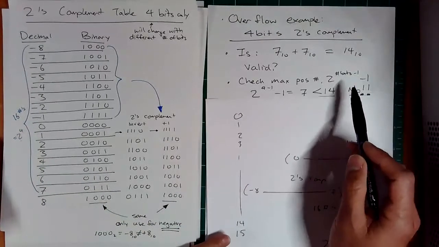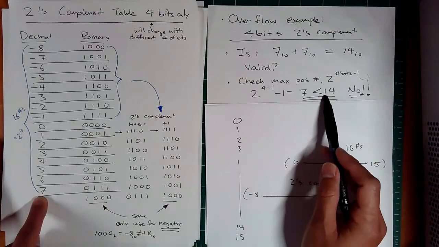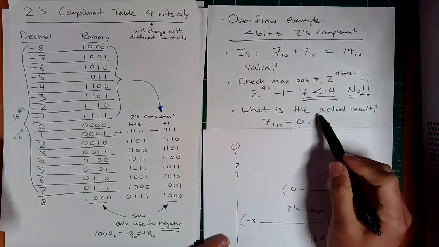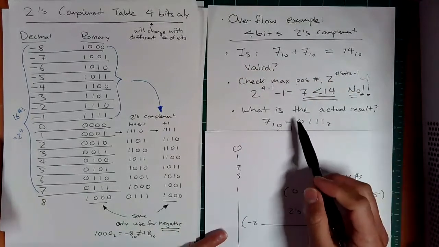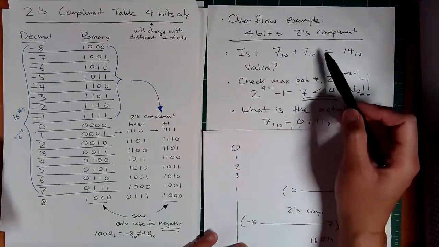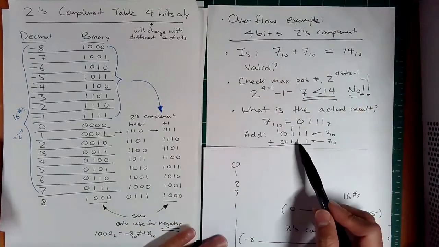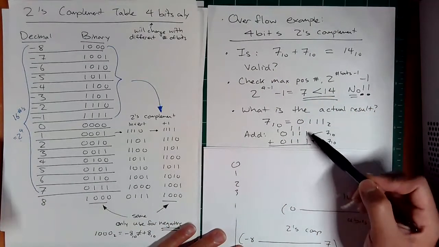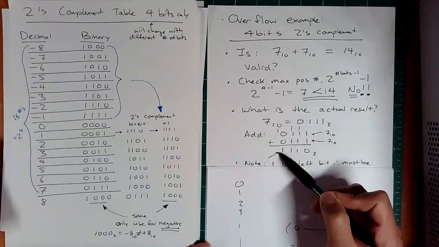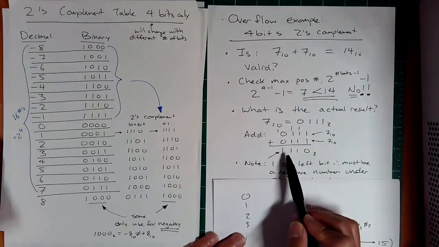So what's the maximum number? 2 to the number of bits minus 1. We already know that this is going to be 7. That's less than 14, so this is actually not good. Then let's see what happens. What is 7? This is 0, 1, 1, 1. Let's double check: 1's place, 2's place, 4's place. Yep, good. And I'm going to take these two and add them together: 0, 1, 1, 1 plus 0, 1, 1, 1. So I get 1, 1, 1, 0. Good. Okay.